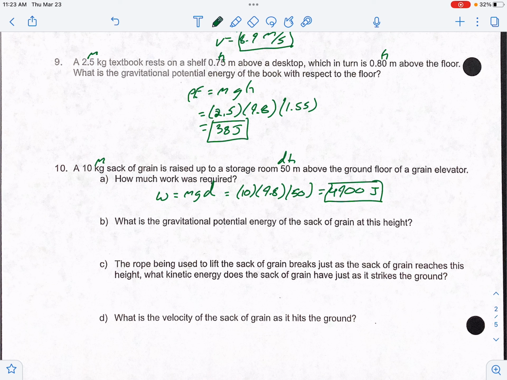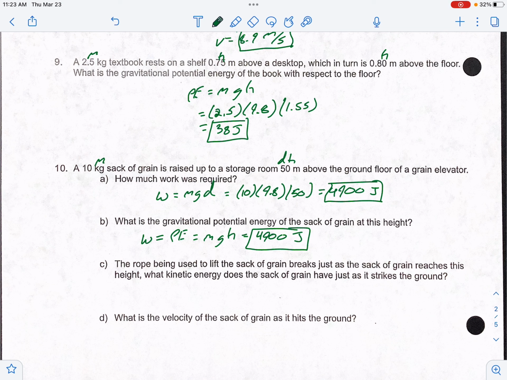Now, what is the gravitational potential energy of the sack of grain? Well, we know work equals potential energy as well, which equals mass times gravity times height, which is just the same thing we just calculated right above. Instead of saying distance, we're just saying height now. So it comes out to be the exact same thing, 4,900 joules.